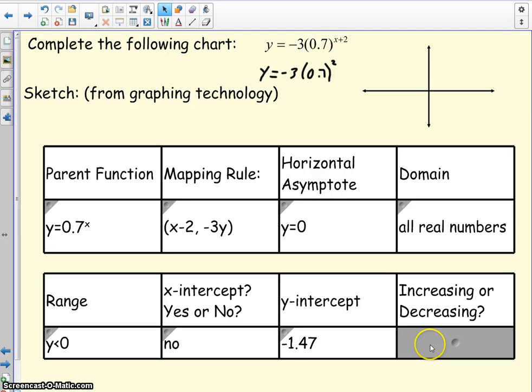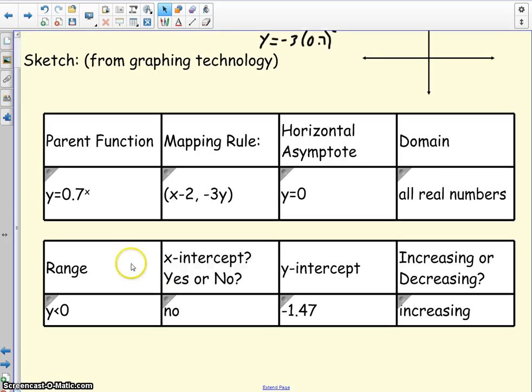Okay, and we can see from the graph that this is also increasing. So again, we could also get that without looking at the graph, by looking at our parent function here. So our parent function is 0.7 to the x. Okay, that's a decreasing exponential because the base is less than 1. And with our reflection here, we've reflected across the x-axis. It's gone from decreasing to increasing.